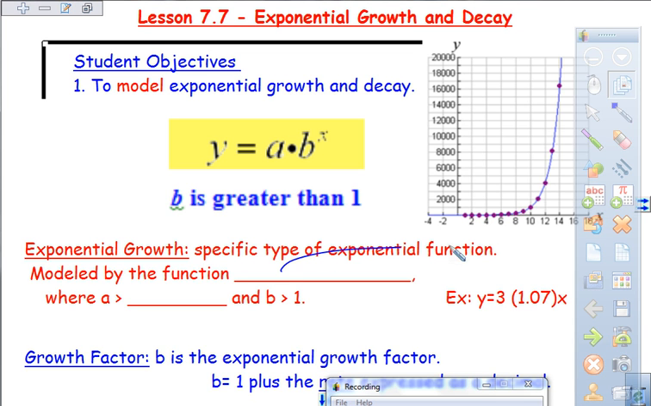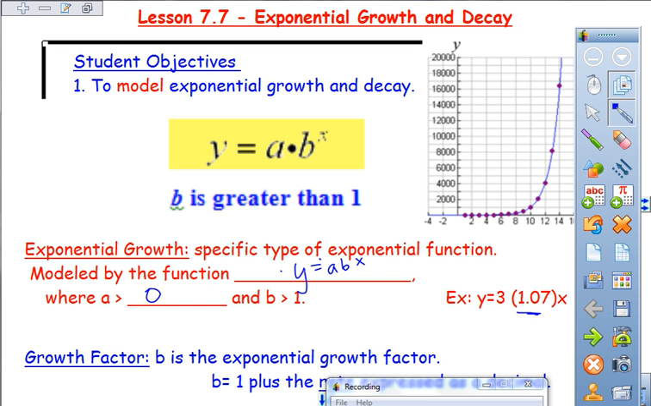So that means that on our graph, we are going to be starting small and our number is going to be getting bigger very fast. So exponential growth is a specific type of an exponential function modeled by the function y equals AB to the x, where A has to be greater than 0 and B has to be greater than 1. So that starting value has to be some number greater than 0, and then our growth factor has to be bigger than 1.